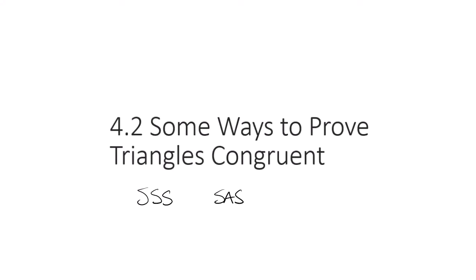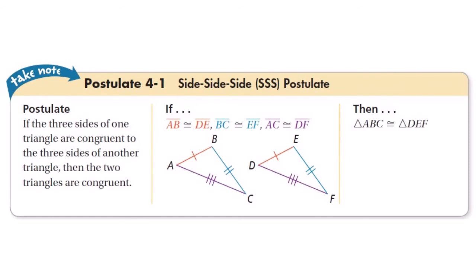Hello, mathletes. So, section 4.2, we're going to prove that triangles are congruent by two postulates, SSS, which stands for side, side, side, and SAS, which stands for side, angle, side. So these are two congruence postulates for triangles, and we'll see a couple more as well in the next couple sections. So, side, side, side.